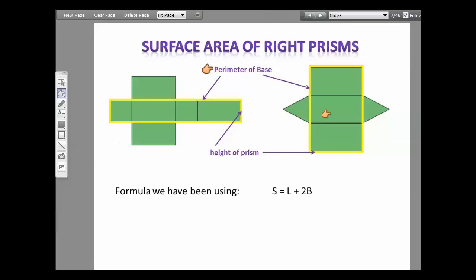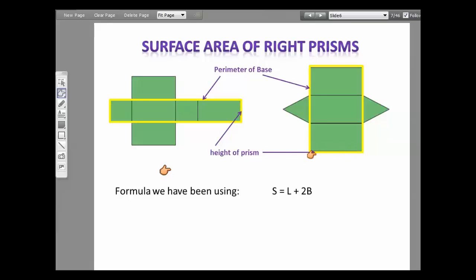Looky here. I've pointed here, labeled the perimeter of the base. This yellow line represents the perimeter of the base for both of the right prisms. The height of the prism, notice right here, this is the height of the prism. Here's the height of the prism.